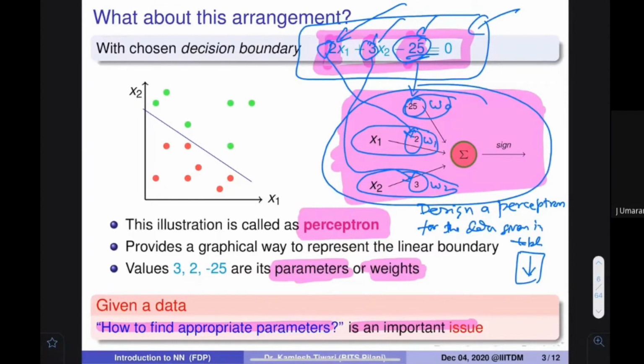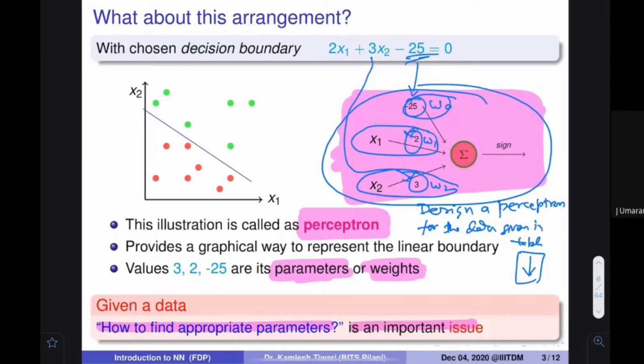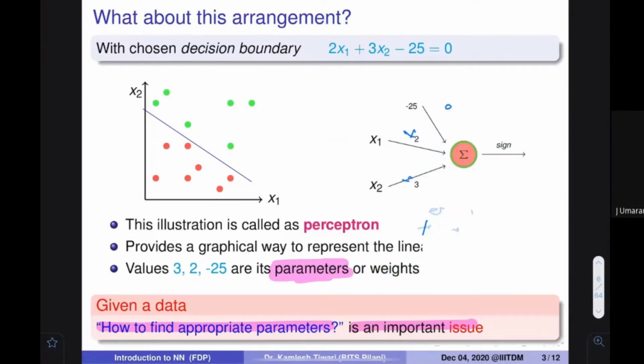In this equation, this was the equation that we had. Here, this is W0, this is W1, and this is W2. What is W1? It is 2. What is W2? It is 3.